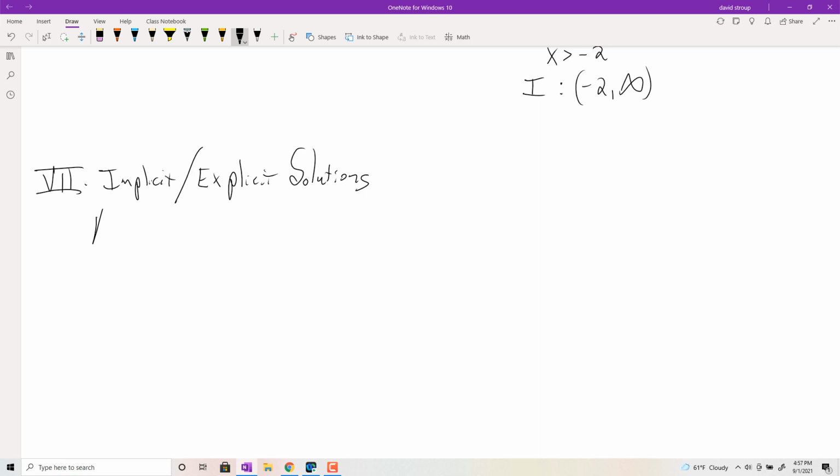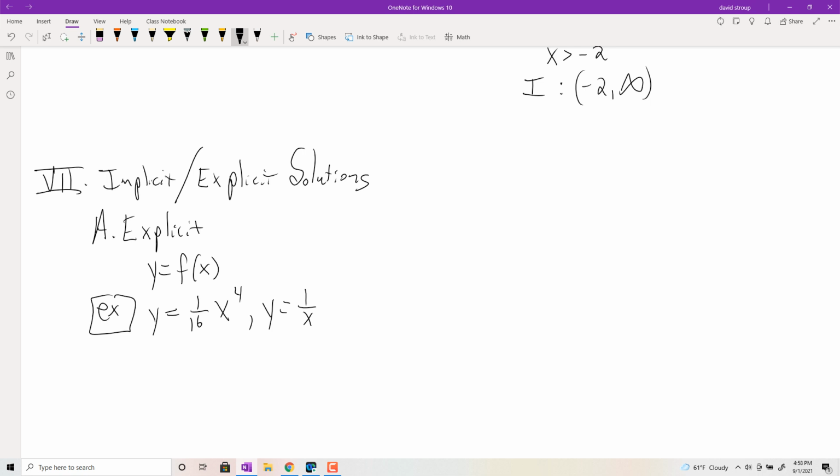Okay, so explicit is pretty much what you're used to. What you would put into your calculator, if you graphed it, you have that y equals menu on the TI-84s and stuff. Those are explicit functions. Okay, so y equals some function of x is explicit. So for example, from above we had that function y equals 1/16 x to the 4th. We also have y equals 1 over x. Those are both explicit.